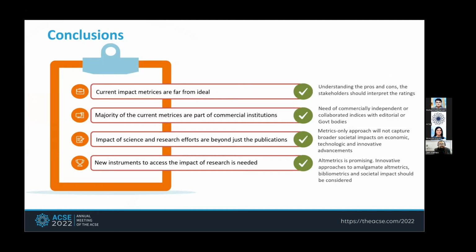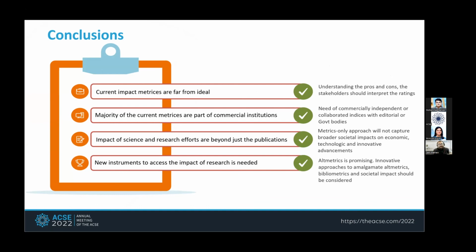To conclude, current impact metrics are far from ideal. The stakeholders should interpret the ratings based on the pros and cons of the available metrics. Most of the current impact metrics are part of commercial institutions, and definitely there is a need for commercially independent or collaborative indexes with editorial or government bodies or non-profit organizations like the Asian Council of Science Editors.